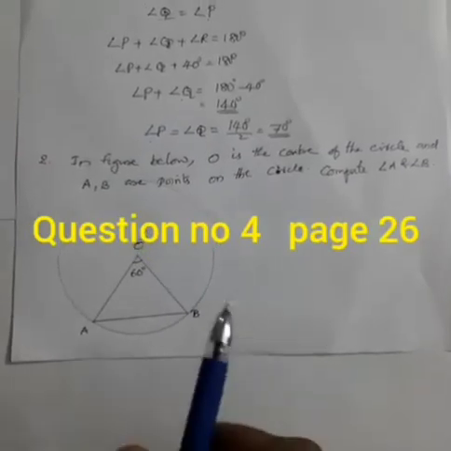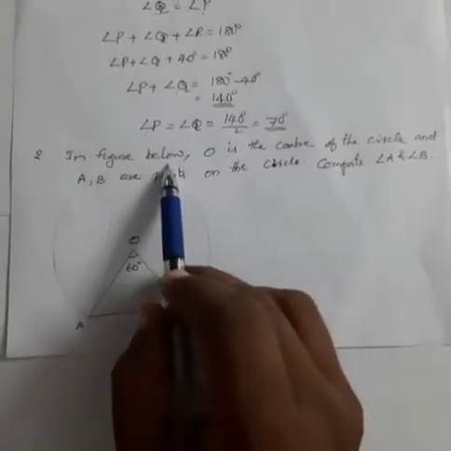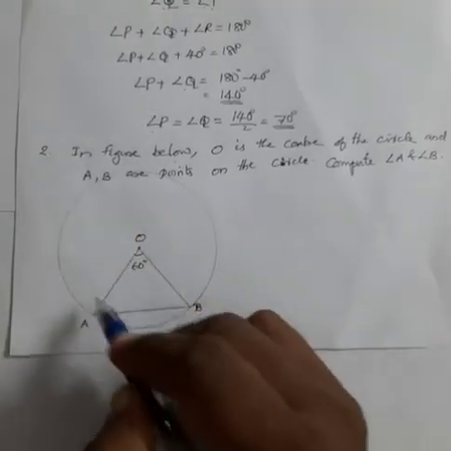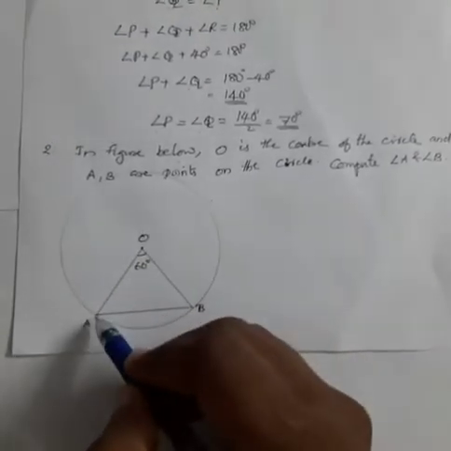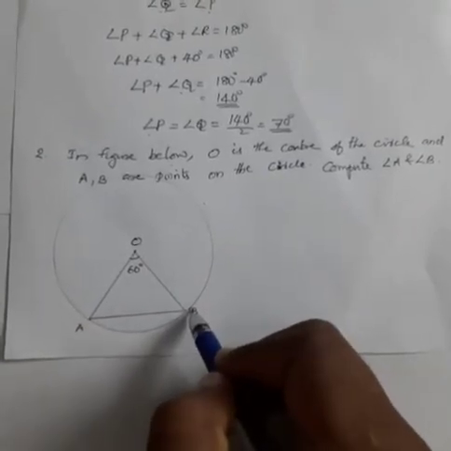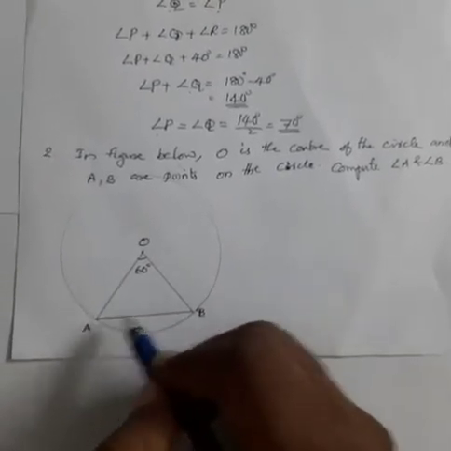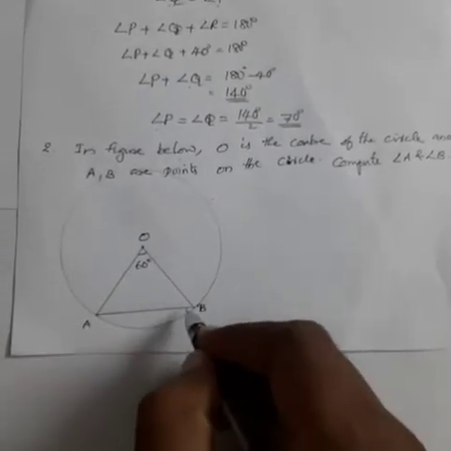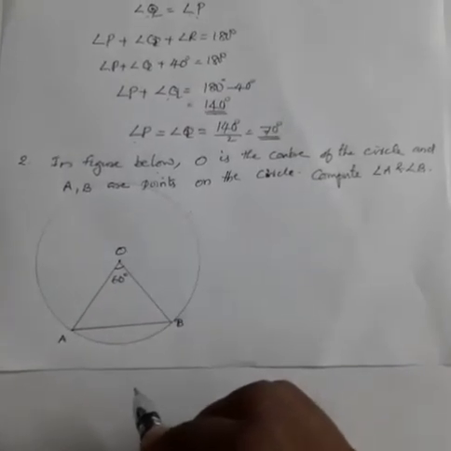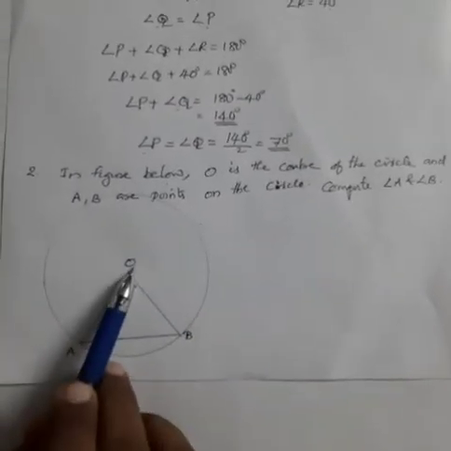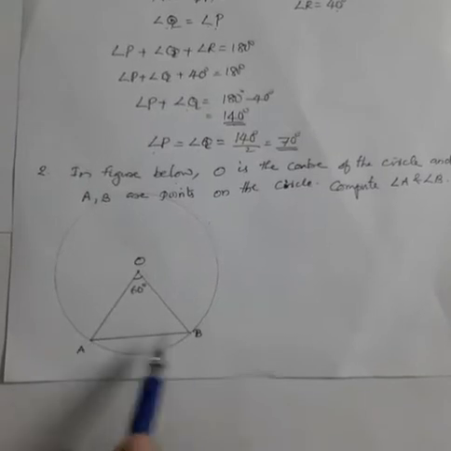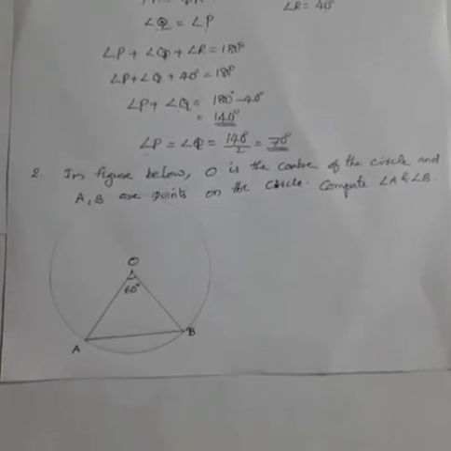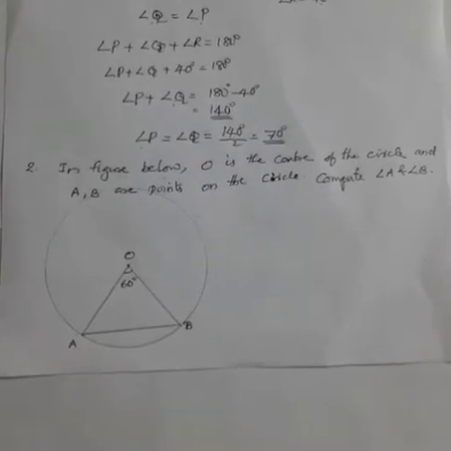See the next question. In the figure below, O is the center of the circle and A and B are points on the circle. Compute angle A and angle B. O is the center, A and B are 2 points on the circle. You have to find out angle A and angle B.